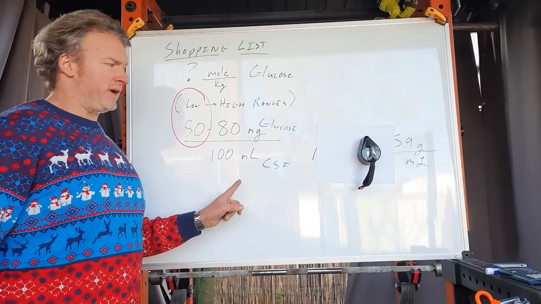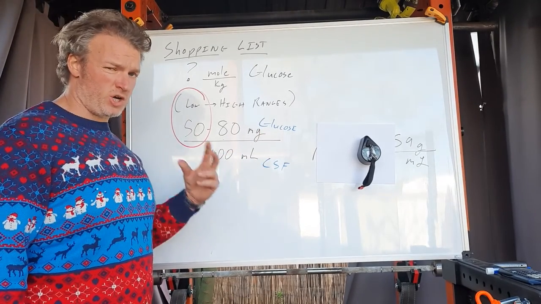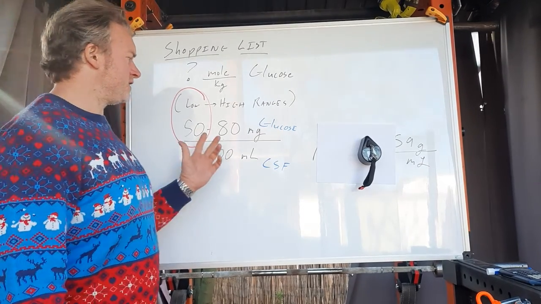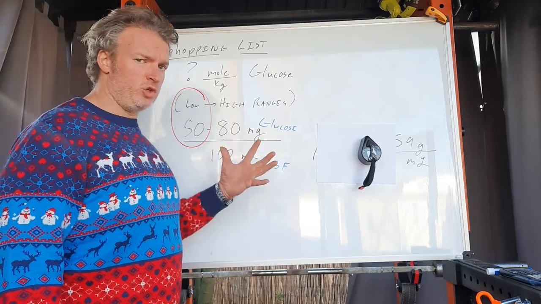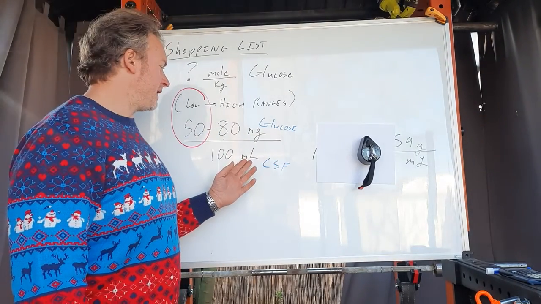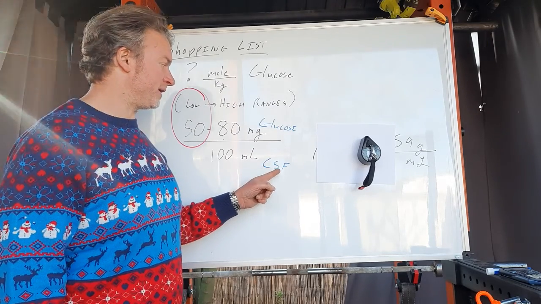These therapeutic ranges in blue, we need to be clear about what we're talking about when it's milligrams and milliliters. This 50 to 80 is talking about the glucose that's dissolved in the CSF, the spinal fluid. And this is for every 100 milliliters of cerebral spinal fluid.